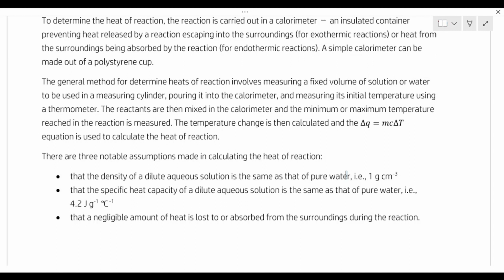Importantly, there are three assumptions that are made in calculating the heat of reaction. They have asked you to give these three assumptions before. You need to know them. One is that the density of a dilute aqueous solution is the same as that of pure water. That is 1 gram per centimeter cubed. Two, the specific heat capacity of a dilute aqueous solution is the same as that of pure water, i.e. 4.2 joules per gram per degree Celsius. And three, a negligible amount of heat is lost to or absorbed from the surroundings during the reaction.